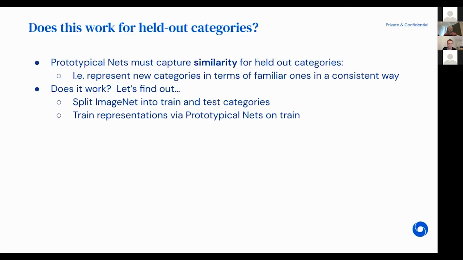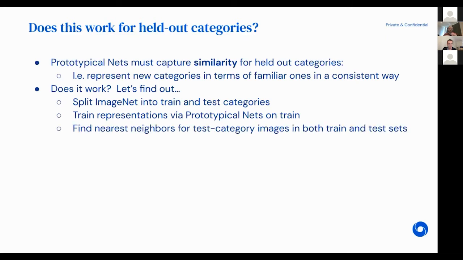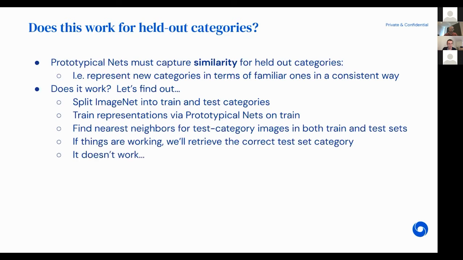So we split ImageNet into training and testing categories, and then we trained representations with prototypical networks on just the training categories. And then we can look at the representation learned in prototypical networks and find nearest neighbors for test category images in both the training and test sets. And if things are working, we hope that we'd find the correct test set category out of this whole data set. But it turns out that this doesn't really work.